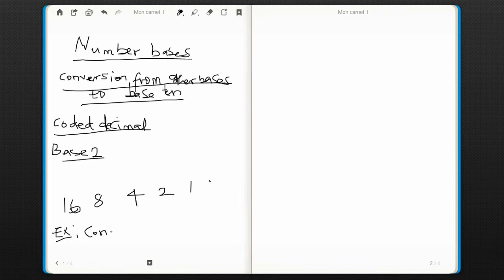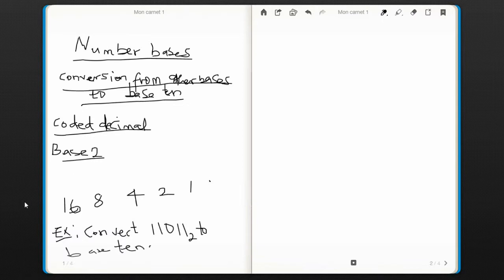Convert 11011 in base 2 to base 10. If you have to do this, the first thing to do is to generate your code. I have my code already. How many digits do I have in this question? You count it very well. I'm going to have 5 digits there. I have the first one, the second one, 0, 1, and 1.